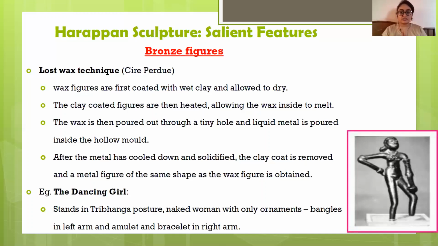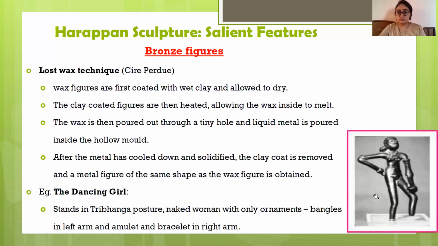So what are the steps? First of all, we create a wax figure, then we coat it with clay, we dry it, we heat it, and the wax is removed so that it can be used for another sculpture. Now inside that clay figure, which has become hard due to heating, we insert liquid metal and keep it to set. When it has cooled down and solidified, we remove the clay, and the metal figure comes out with the same shape which was on the wax and the clay. So this is how this dancing girl has been prepared.